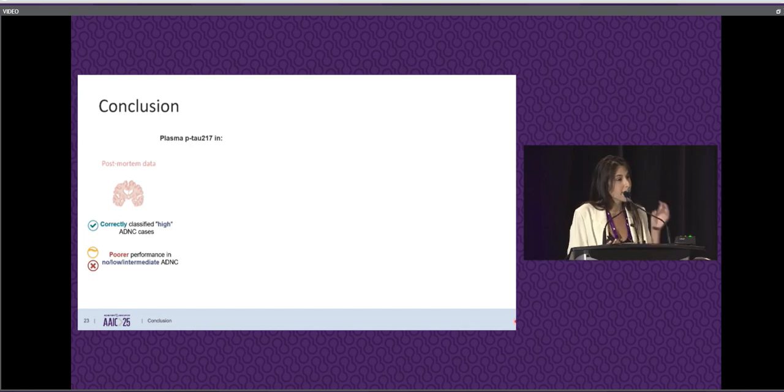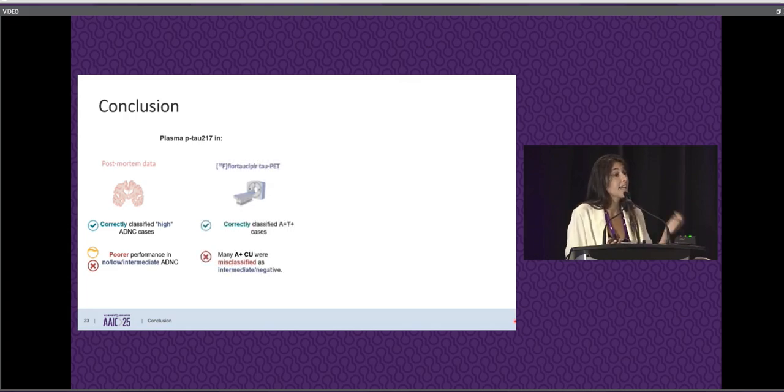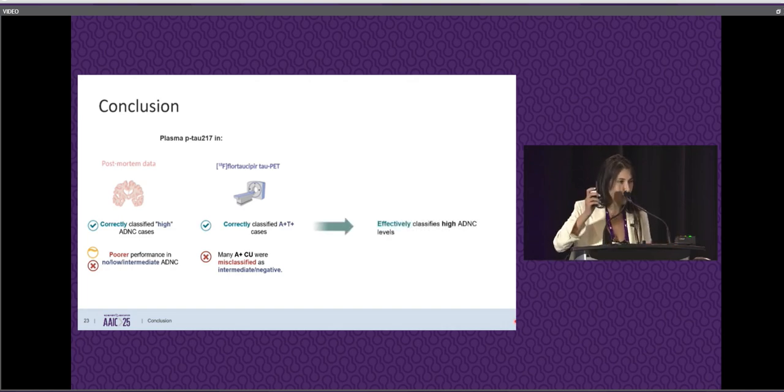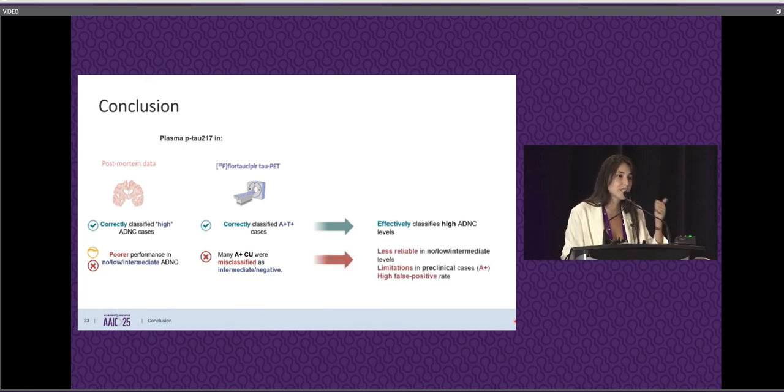So p-tau, the approved ratio in post-mortem, yes, can correctly identify high ADNC, but seems poorer for lower and intermediate. And this is also confirmed from in vivo data for high ADNC, correct. When we go to preclinical cases, it doesn't work that much. So the approved one works correctly for high ADNC, but has limitations in preclinical cases, high false positives, and is less reliable in low and intermediate.